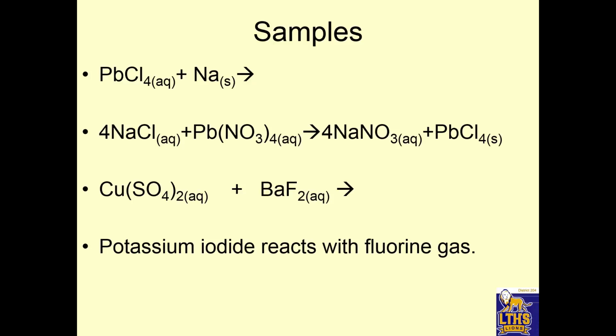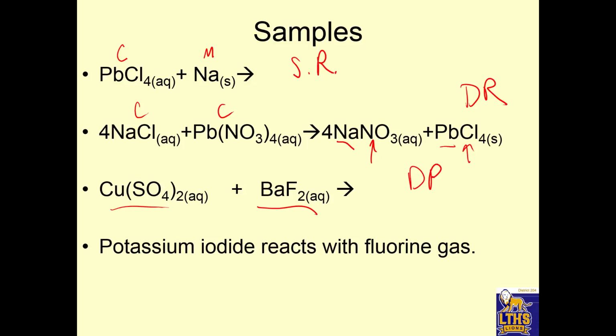How do we know what type of reaction it is? Well, we have a metal, which is an element, and a compound. So this is going to be a single replacement. How about here? Well, we get to see the whole reaction. Here we have a compound and a compound. And look, sodium's still in front, but now it's with nitrate. Lead's still in front, but now it's with chloride. So this is a double replacement. Compound and compound is going to be a double replacement.